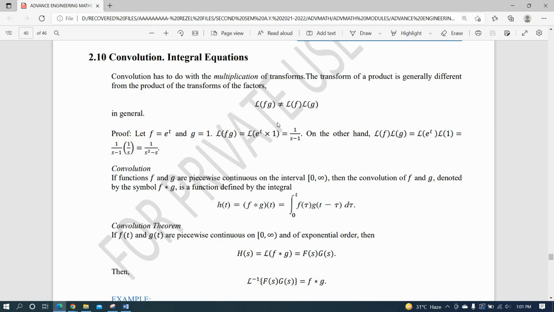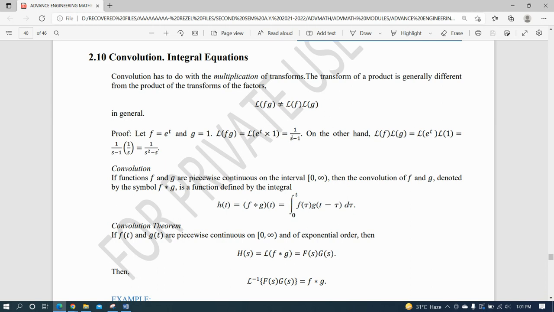Okay, so halimbawa, if for example you have f of t is equal to e raised to t and g of t is equal to 1. Now, if you get the Laplace transform of fg, that is equal to the Laplace transform of e raised to t minus 1, the result is simply equal to 1 over s minus 1. So, yan yung Laplace transform niya.